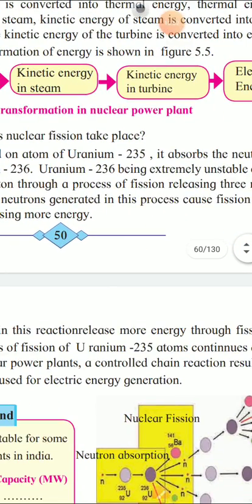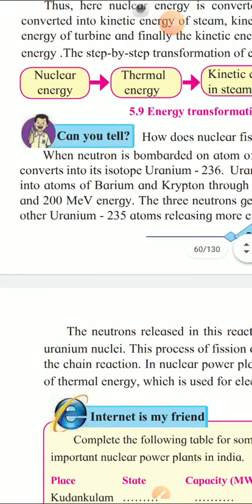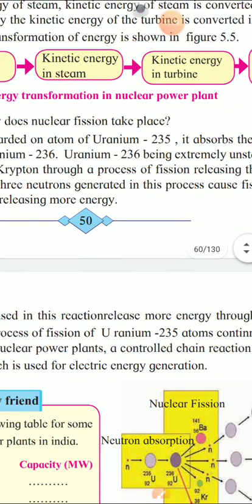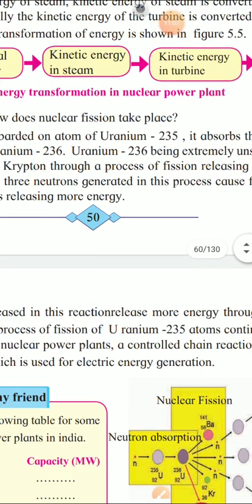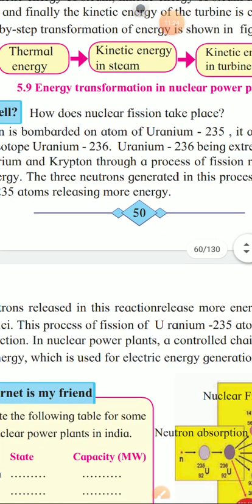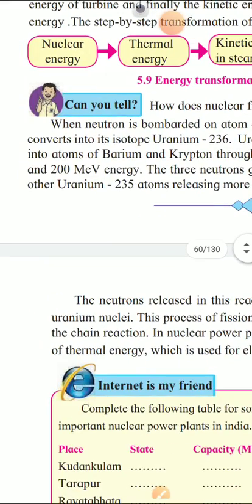Uranium 236, being extremely unstable, converts into atoms of barium and krypton through a process of fission, releasing 3 neutrons and 200 MeV energy. What is the meaning of MeV? Million electron volt energy. The 3 neutrons generated in this process cause fission of 3 other uranium 235 atoms, releasing more energy.